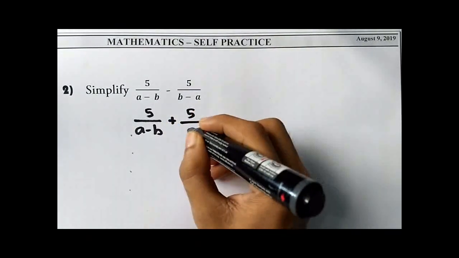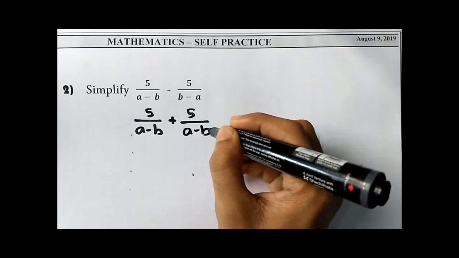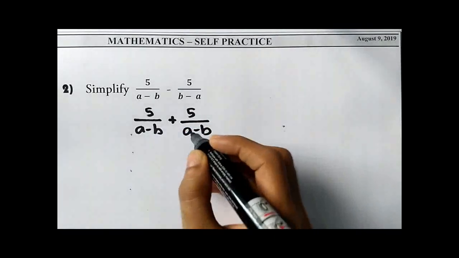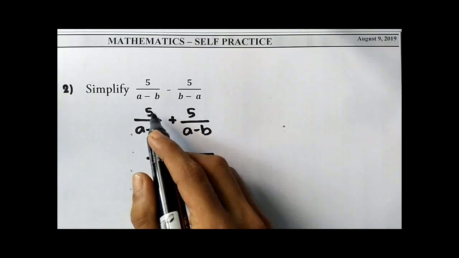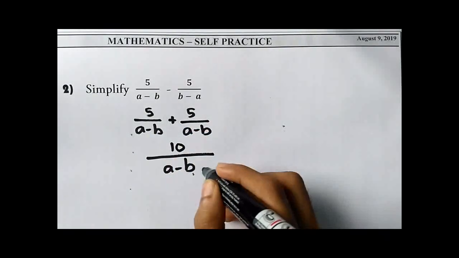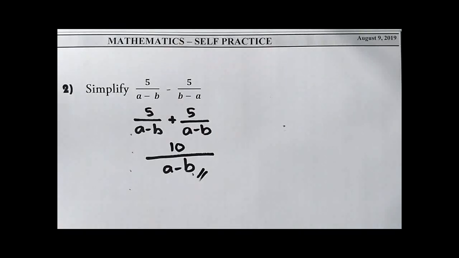Then what happens for this denominator? We have to change the signs of that. Now you can see the denominators are equal. That means it has a common denominator. So now we can add the numerators. 5 plus 5, how much is that? 10. So the answer is 10 over a minus b.